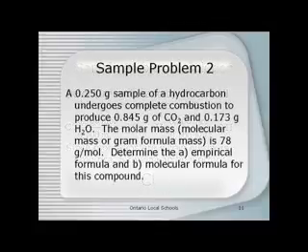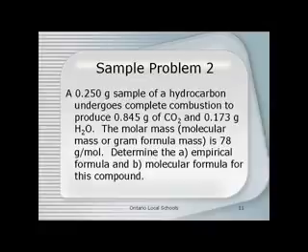With our next sample problem, we want to increase the complexity a little bit. And the way that we'll do that is we'll determine not only an empirical formula, but also the molecular formula for the compound. So here we have a 0.250 gram sample of a hydrocarbon that undergoes complete combustion to produce 0.845 grams of carbon dioxide and 0.173 grams of water. The molar mass, and you'll also see this as molecular mass, molecular weight, or gram formula mass, is 78 grams per mole. Determine the empirical formula and then the molecular formula for the compound.